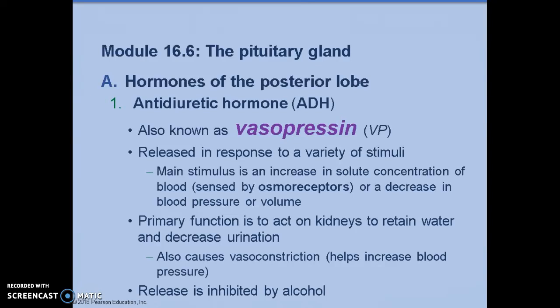It's also stimulated by a decrease in blood pressure or volume, so antidiuretic hormone makes us retain fluid, so the blood volume will increase. It acts mainly on the kidneys to retain water and decrease urination. And I don't know if you've ever had an alcoholic drink, but alcoholic drinks make you urinate more than the amount of fluid that you took in with the drink. That is because alcohol inhibits antidiuretic hormone.